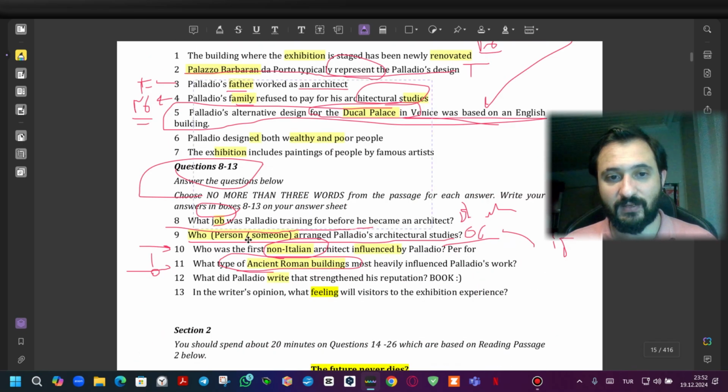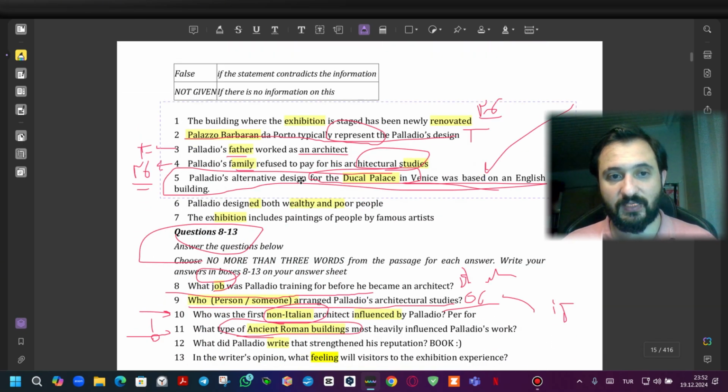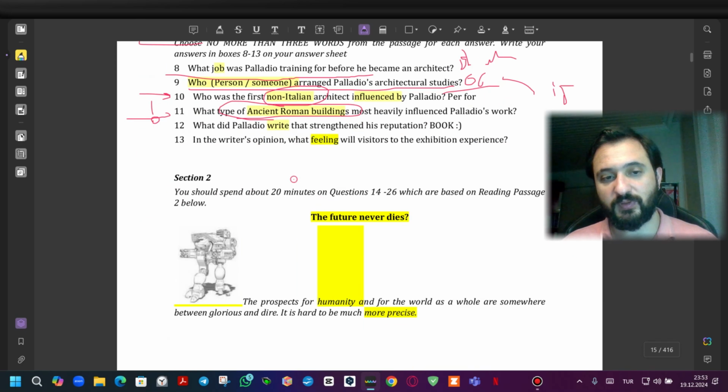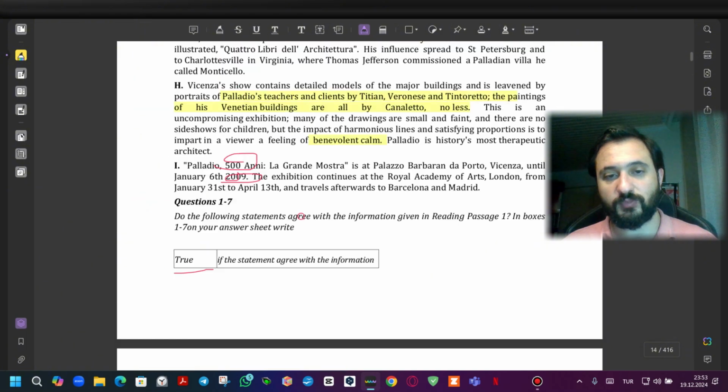Okay, I need to continue with 11. Palladio's alternative design for the Ducal Palace. This is true. Palladio designed for both wealthy and poor people, and I need to find something about an ancient Roman building.